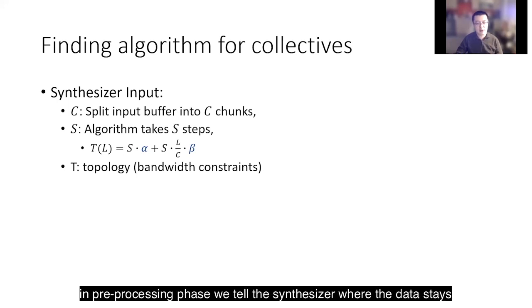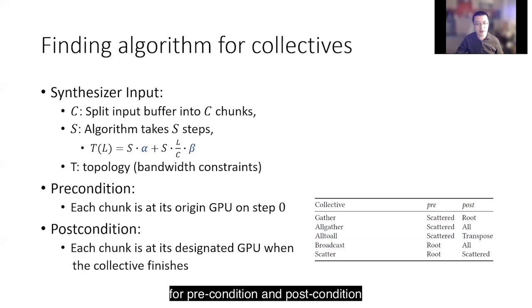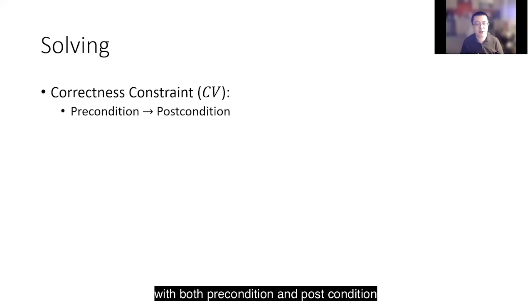In the pre-processing phase, we tell the synthesizer where the data stays at the beginning of the algorithm as the precondition, and where the data stays at the end of the algorithm as the postcondition. Each data movement collective has its own specification for precondition and postcondition. By switching the precondition and postcondition, we can easily synthesize a different collective. With both precondition and postcondition, here we have our correctness constraint. If the precondition holds, then the postcondition must also hold.